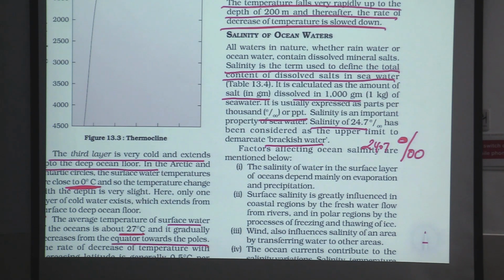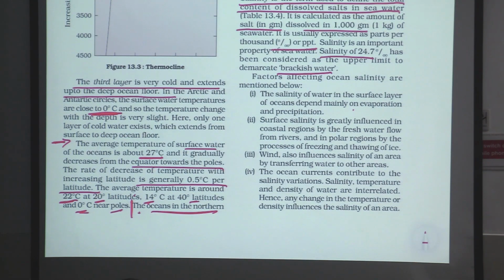And what is the ocean water salinity? It is in the range of 34 to 35 parts per 1000. So, ocean water is saline. Then NCERT mentions the factors that affect ocean water salinity: evaporation and precipitation. Higher the rate of evaporation, higher will be salinity, so positive relation. Higher the amount of precipitation, lower will be salinity, so inverse relation.